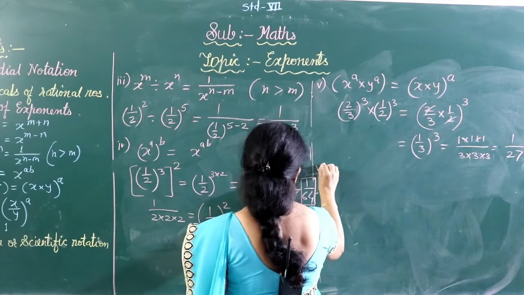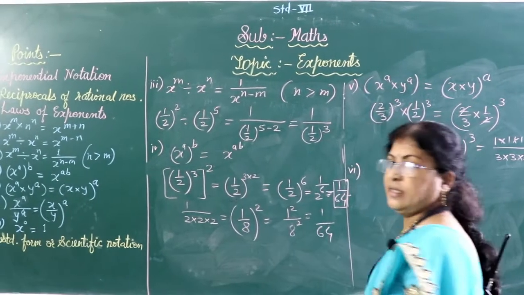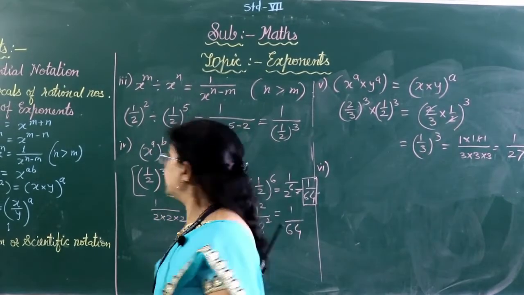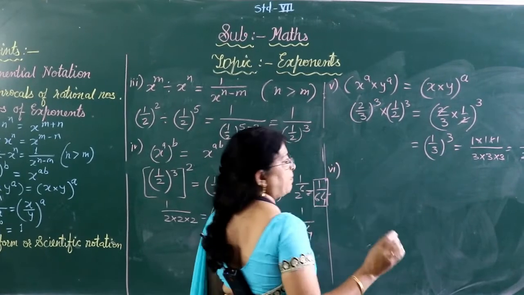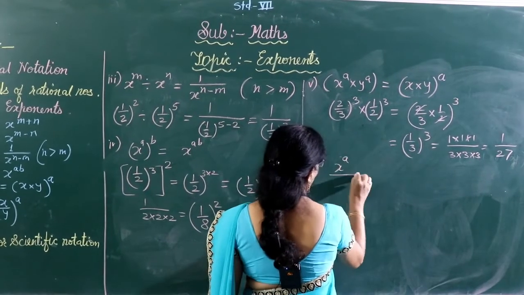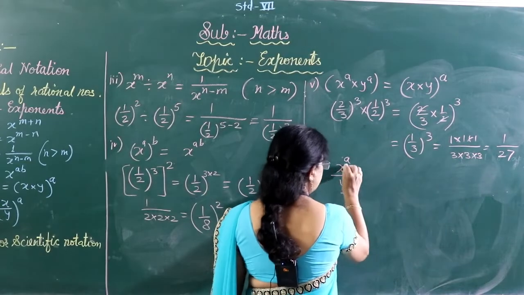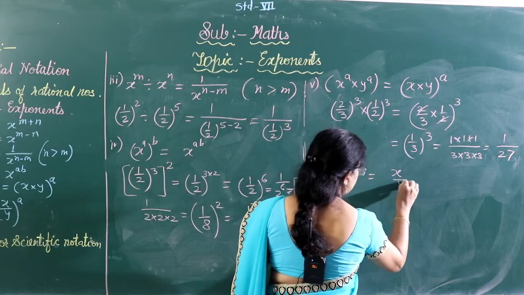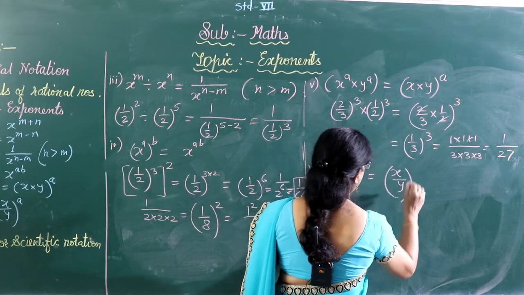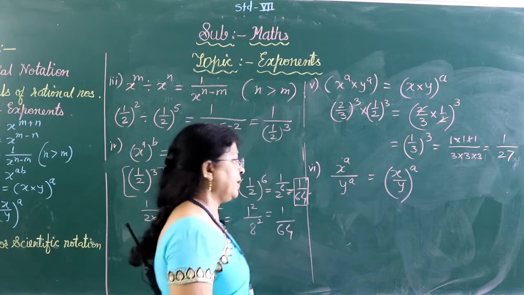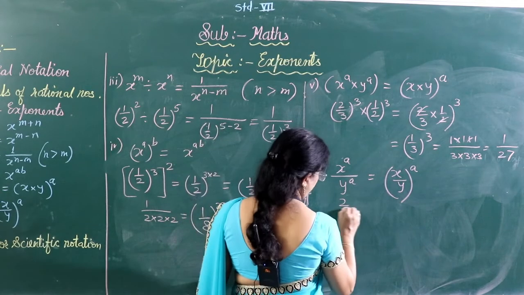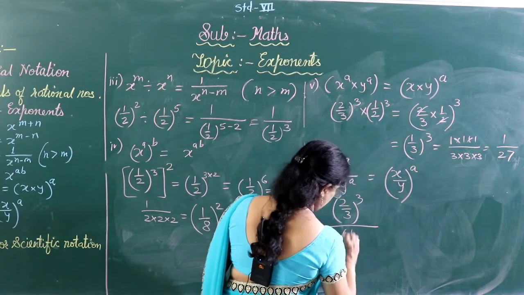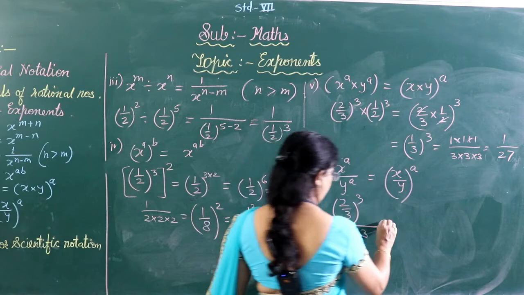Next, the 6th law, right? Again exponents are same but their bases are different, but division. This was multiplication. Now the same rule we will apply for division: x raised to a upon y raised to a. Bases different but they have the same power. Then we can write that as x upon y together having the same power a, right? For example, same example, 2 by 3 raised to 3 divided by 1 upon 2 raised to 3, right? Now we will solve it.